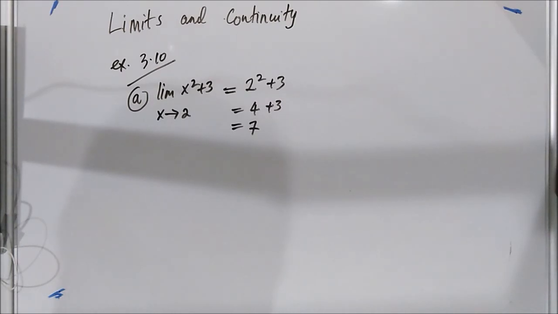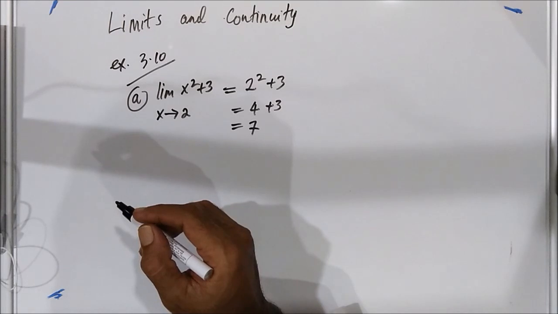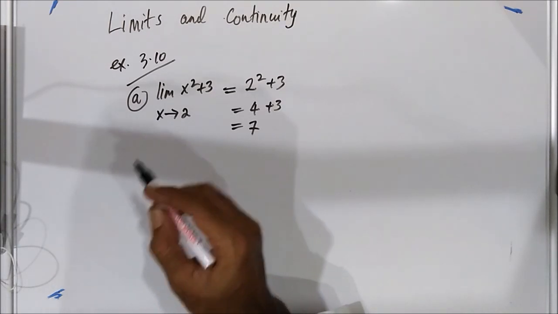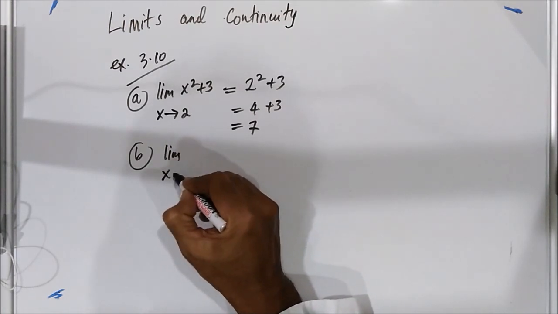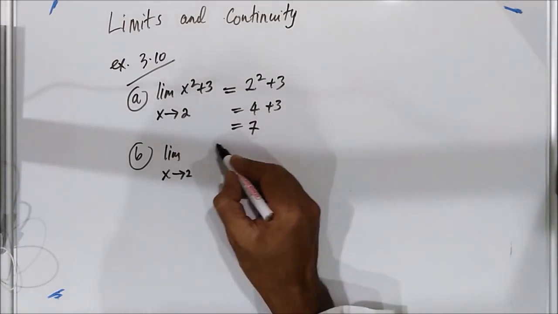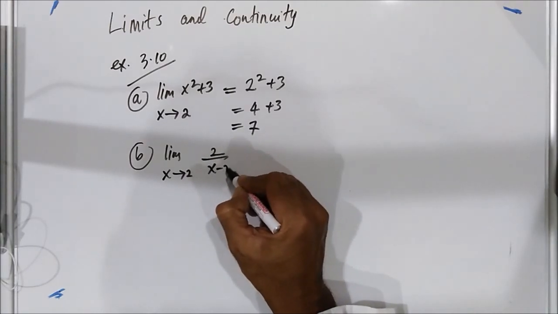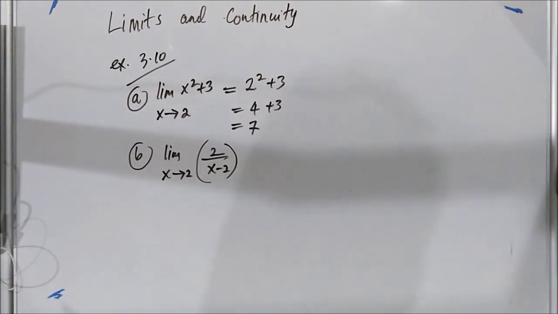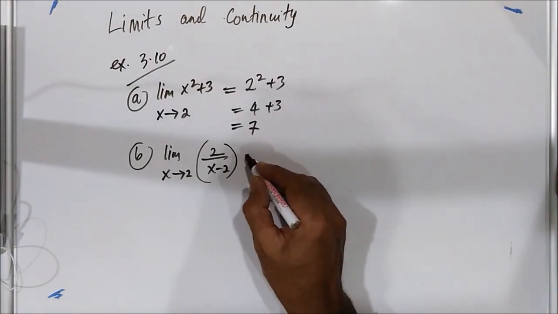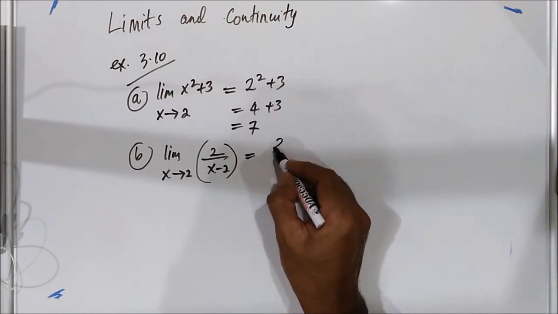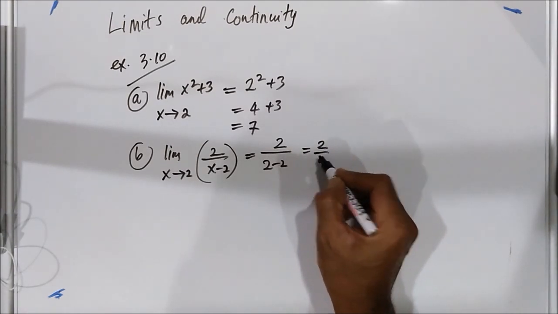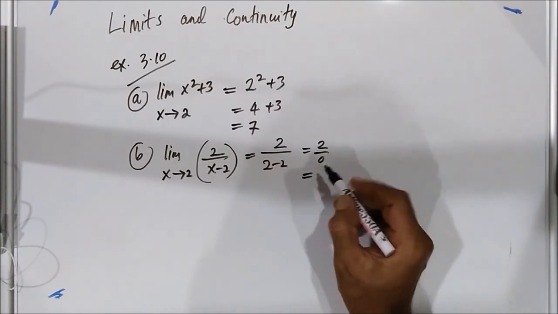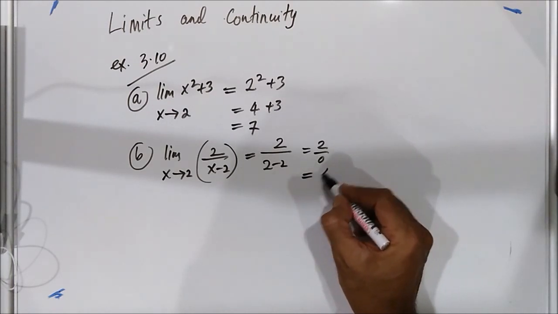Okay, B. I want to find the limit as x approaches 2 of 2 over x minus 2. This also has only one function. To solve this one, you can just substitute the value of 2 here. So this is equal to 2 over 2 minus 2, or 2 over 0. This is equal to any value divided by 0 is equal to infinity.